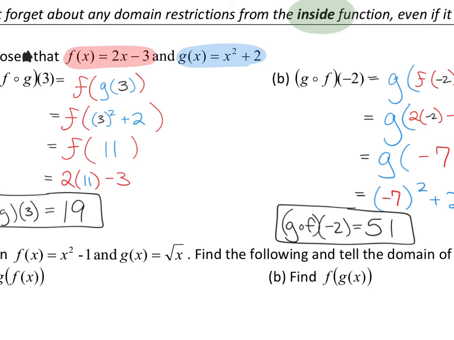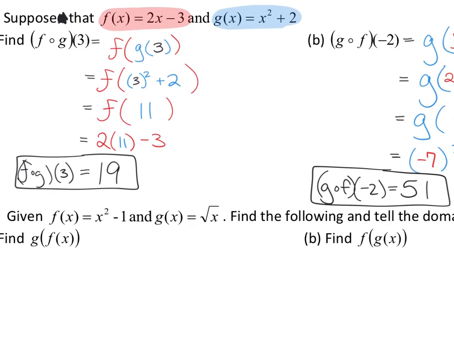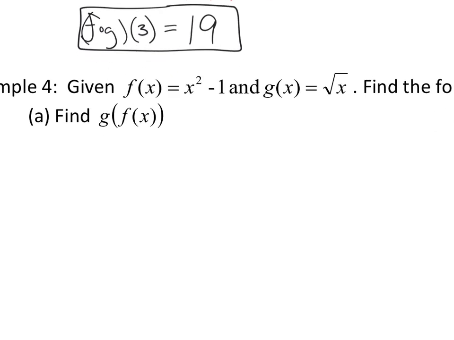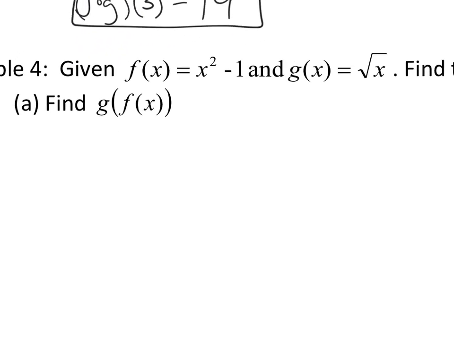Okay. The other thing that I can ask you to do with function composition is to not plug in a number, but to write a new equation. So this time, in example 4, given that f of x is x squared minus 1, and g of x is square root of x, we want to find g of f of x and f of g of x.